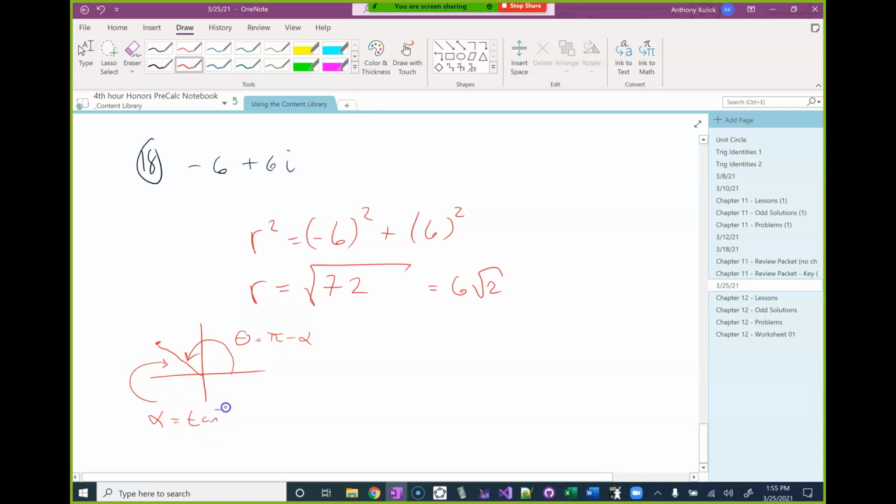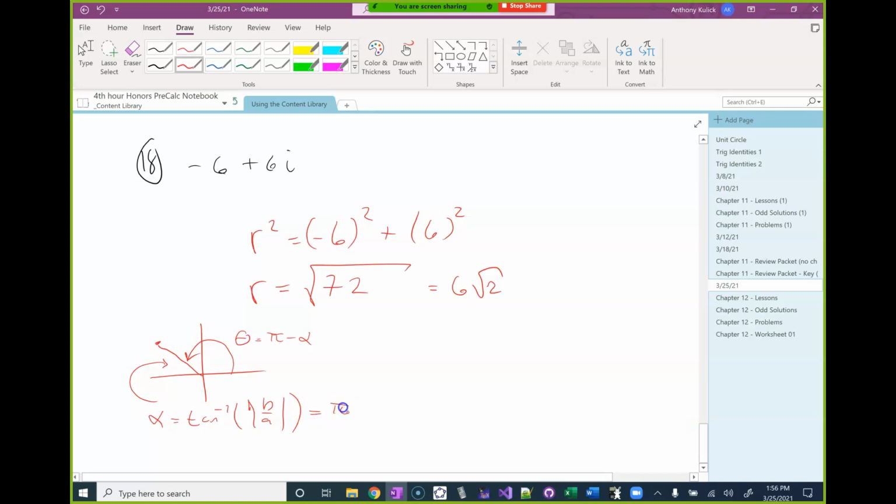And when I type that into my calculator, well, I should recognize that b over a gives me 1, right? So this is a unit circle value. The place where tangent is equal to 1 is 45 degrees, which is pi over 2, or I'm sorry, pi over 4.